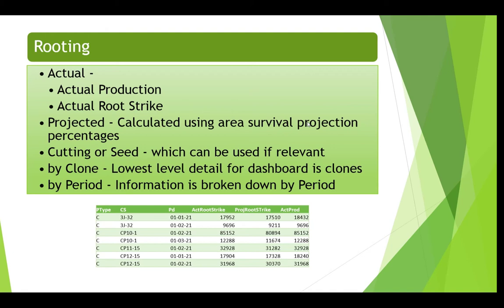Now, this projected root strike, it's important to understand how it's calculated. It's calculated using the area survival projection percentages, which the user enters into NIMS based on each clone. Okay, again, the cutting or seed switch, and then again by clone by period.